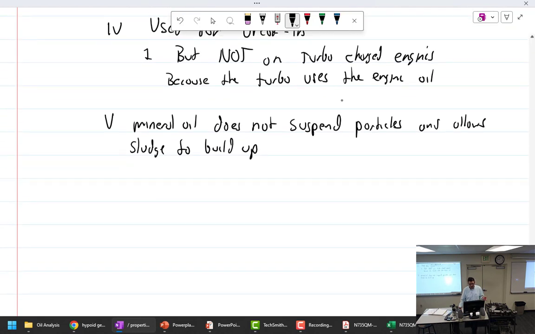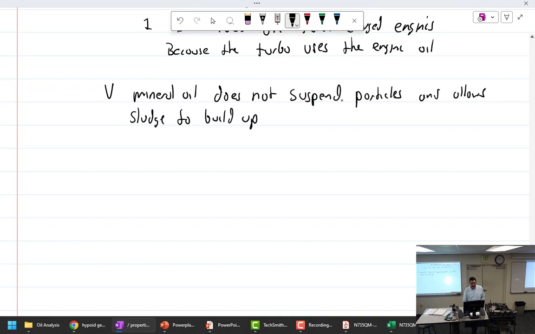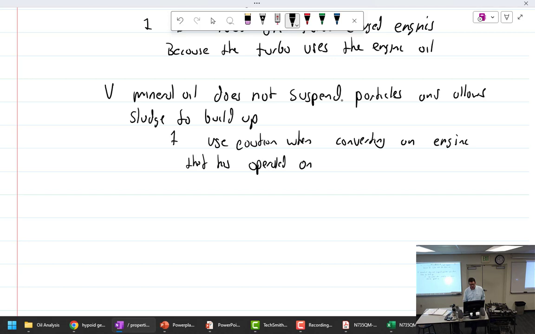All right, so mineral oil does not suspend particles and allows sludge to build up. What is sludge? Is that good or bad? Bad. Yeah. So there is a note, not that it happens anymore, but use caution when converting an engine that has operated on straight mineral oil for several hundred hours, because the normal oil we're going to use is going to break up that sludge and start to disperse it. So you have massive amounts of sludge buildup in a crankshaft and you suddenly knock it loose, it's going to start plugging stuff up. Yeah.